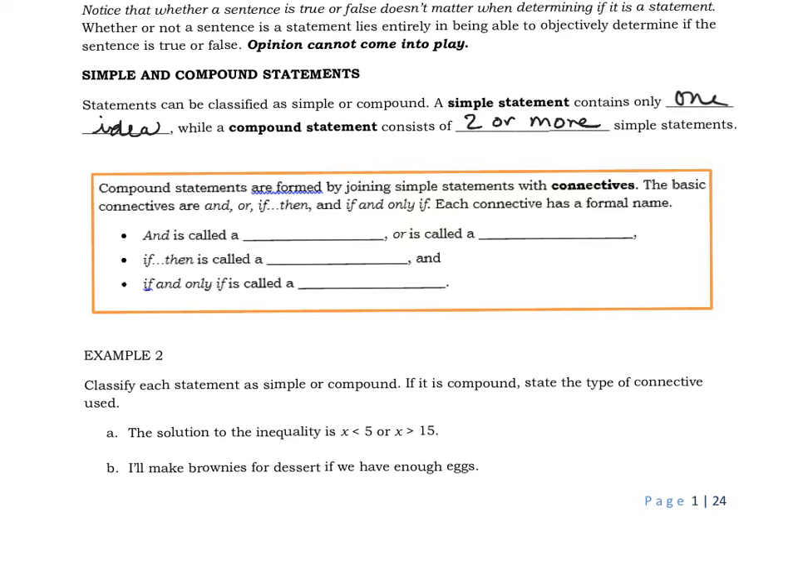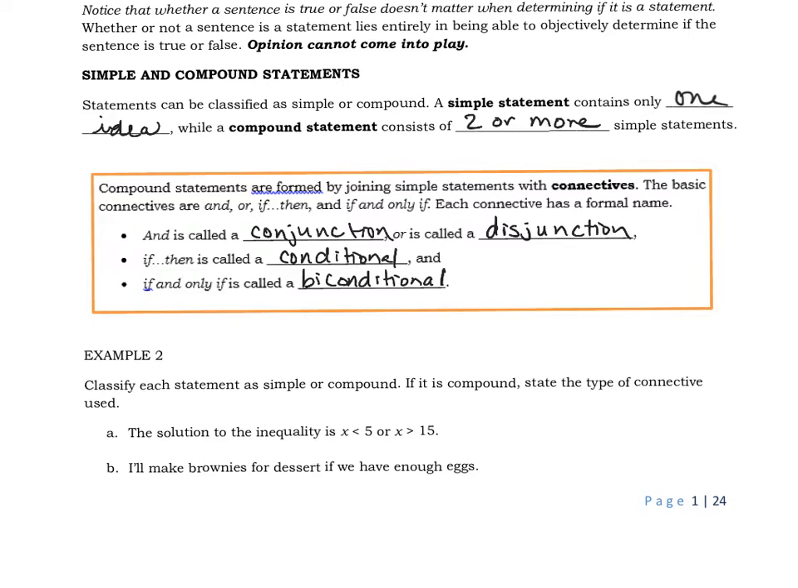And is called a conjunction. Or is called a disjunction. If then is called a conditional. And if and only if is called biconditional. So if you took geometry, then the if then and the if and only if should seem a little bit familiar to you.